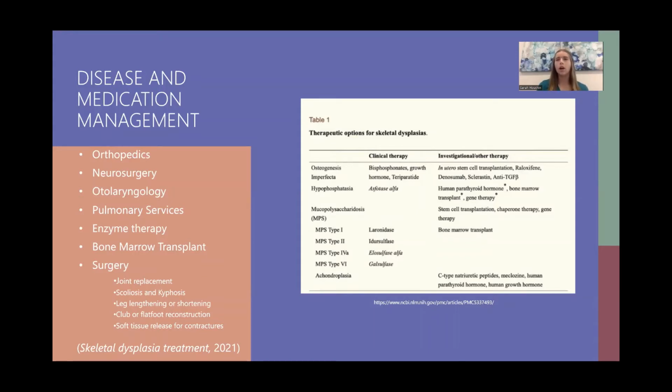But as of right now, the biggest thing is just making it interdisciplinary services between a lot of different teams and a lot of different medical professionals to help that child decide what their best case is. There's not one set way to deal with skeletal dysplasia.